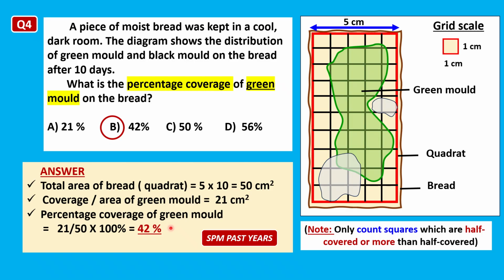So percentage coverage is very easy. It's just the area of the bread mold divided by the total area of the bread. Okay, so the area of the bread mold here divided by the total area of the bread, which is this size, same size as the quadrat. So times 100%, and you get 42%. Okay, so quite simple, but only one quadrat is involved, not many quadrats like what we have discussed earlier.